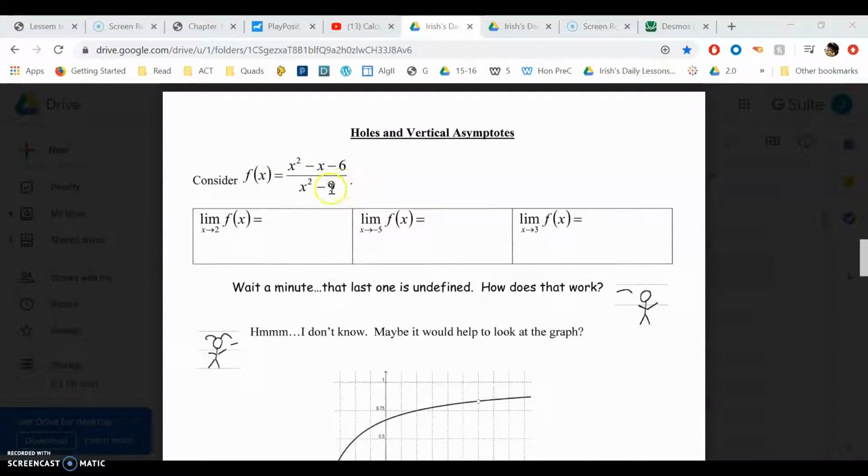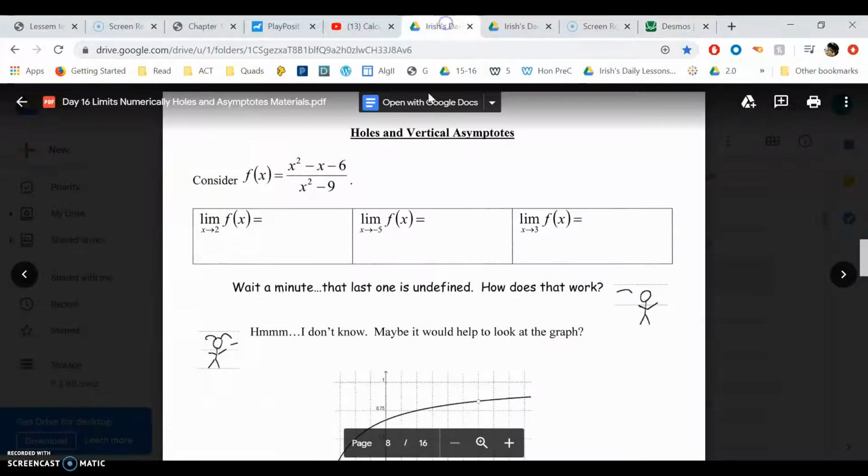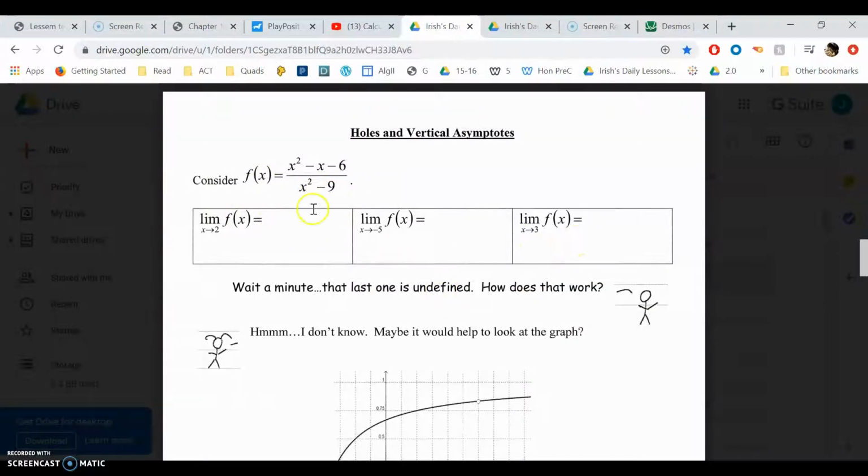If you're worried about what that looks like, you can always just go to desmos.com, a great website. You just type it in and this is what it looks like. And so we're going to find the limit at certain points. You see that there's an infinite discontinuity here, and there might be another discontinuity somewhere else. So that's what we're going to find out. Okay? So pause the video and write this stuff down, because this is what we're going to do the first part here.